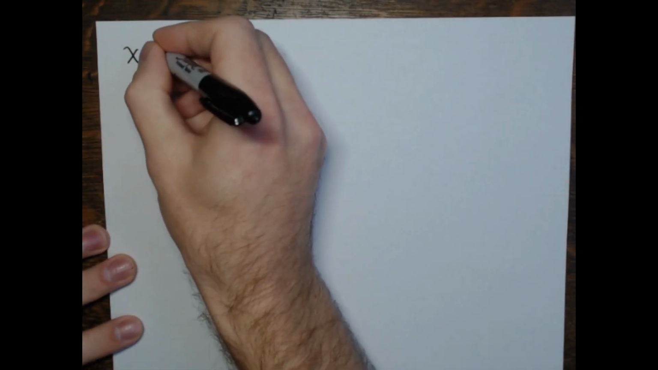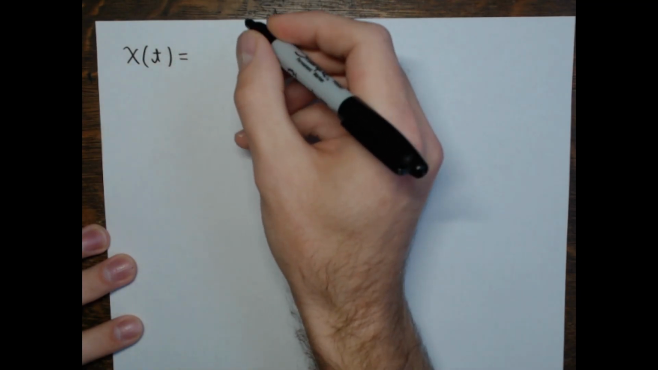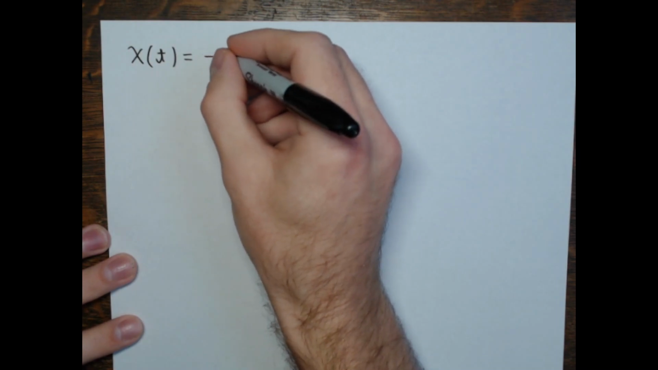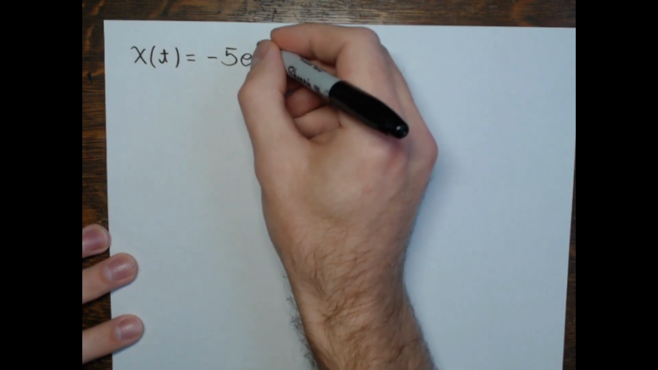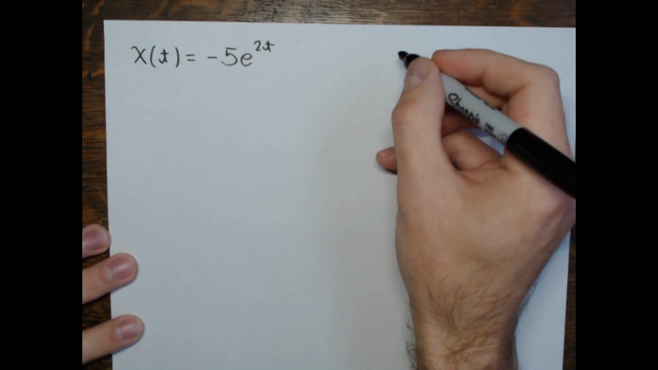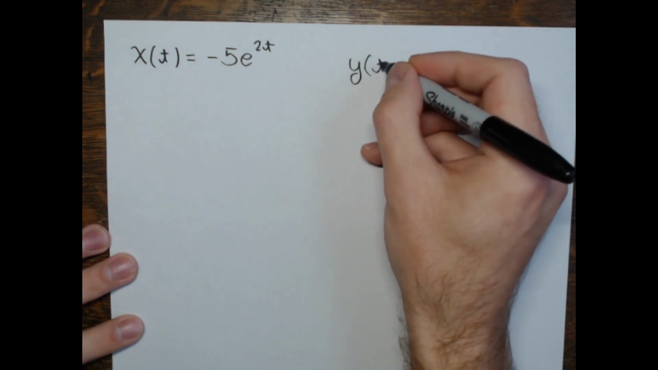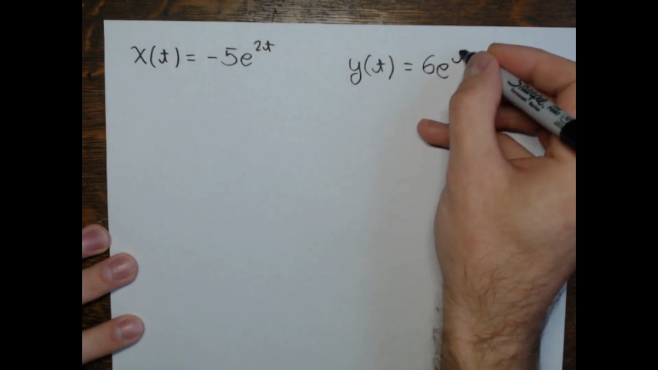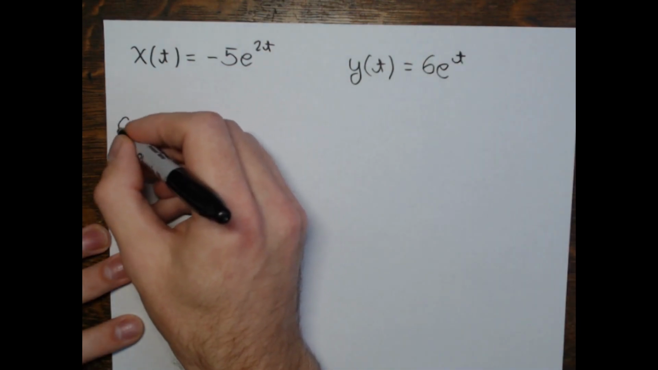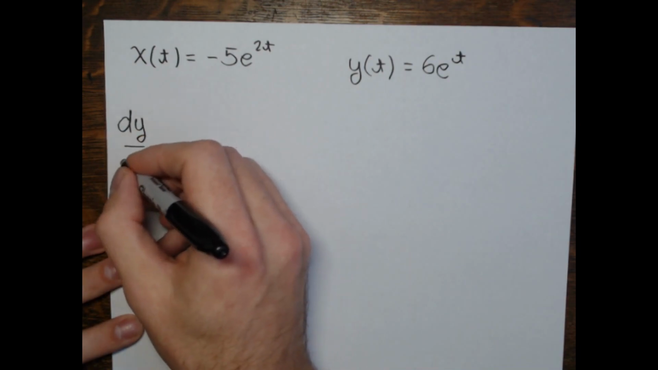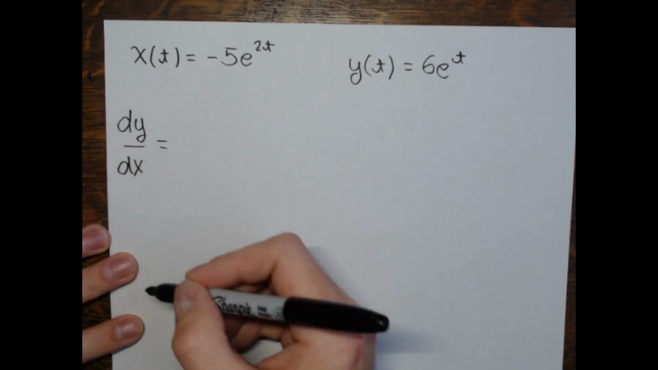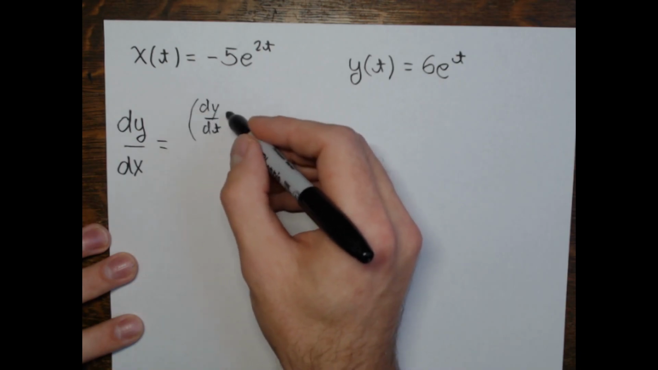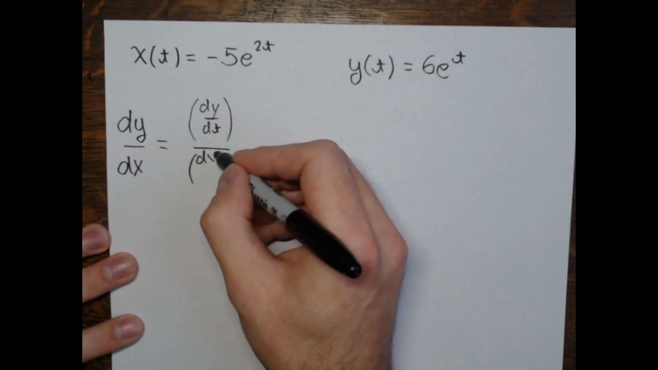Again, x of t, and we have these exponentials with base e, so this will be pretty similar to the last problem. Negative 5 times e to the 2t, and y of t is 6 e to the t. Now, if I'm doing dy/dx, first derivative, I'm going to go to the second eventually. Remember, this is dy/dt over dx/dt.